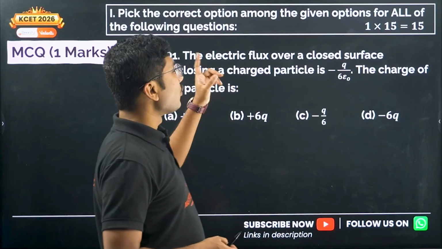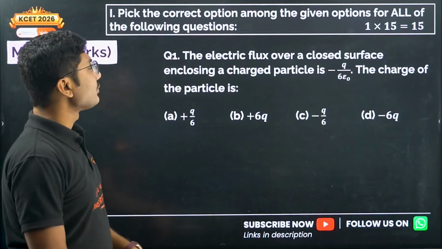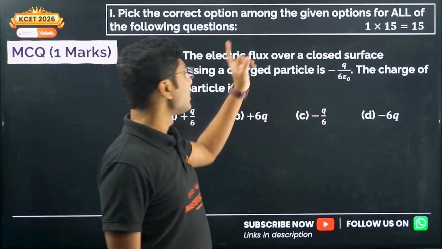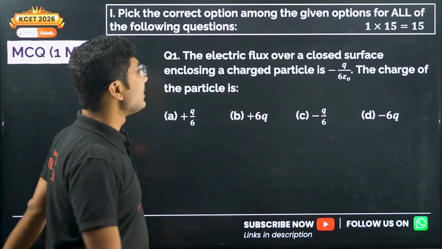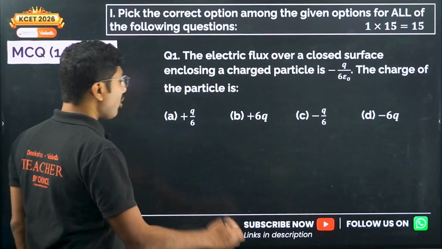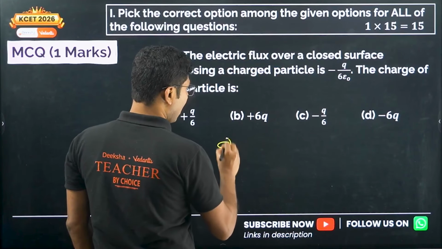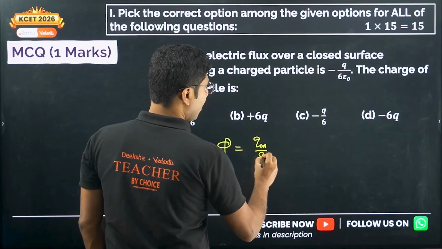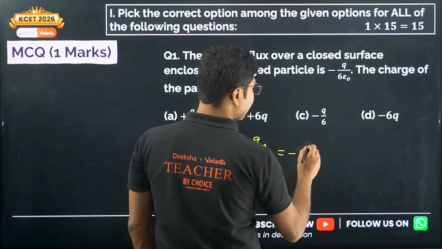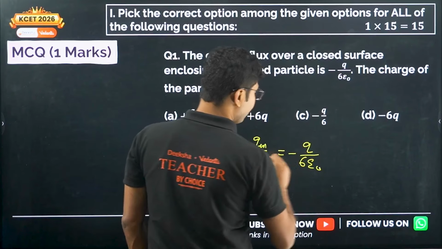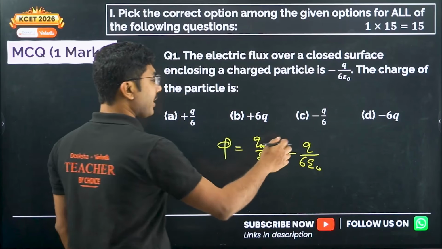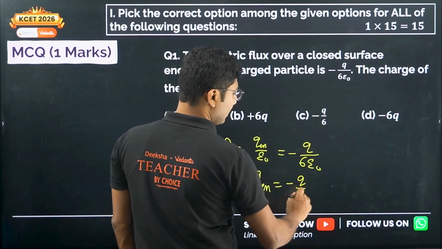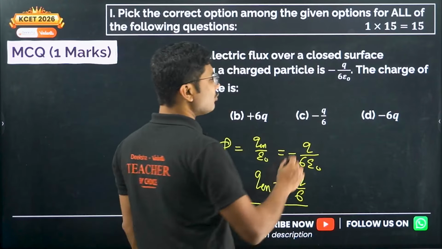The electric flux over a closed surface enclosing a charged particle is minus q by 6 epsilon naught. The charge on the particle is. This question is based on Gauss's law. Gauss's law states that the flux coming out of a closed surface is given by charge enclosed divided by epsilon naught. In this question, it is given as minus q by 6 epsilon naught. These should be equal, and from there, if you calculate, you will get the charge enclosed by the surface is minus q upon 6. So the correct answer is minus q upon 6.